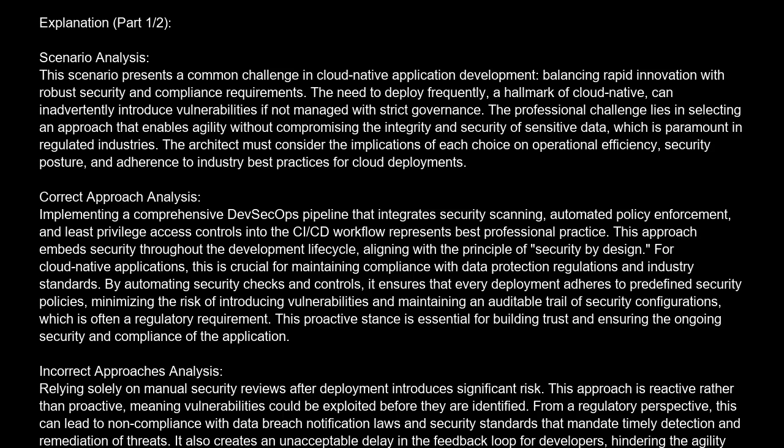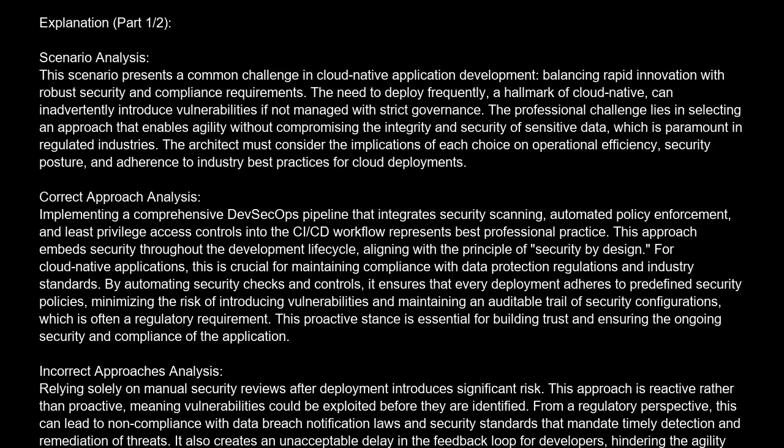By automating security checks and controls, it ensures that every deployment adheres to predefined security policies, minimizing the risk of introducing vulnerabilities and maintaining an auditable trail of security configurations, which is often a regulatory requirement. This proactive stance is essential for building trust and ensuring the ongoing security and compliance of the application. Incorrect approaches analysis.